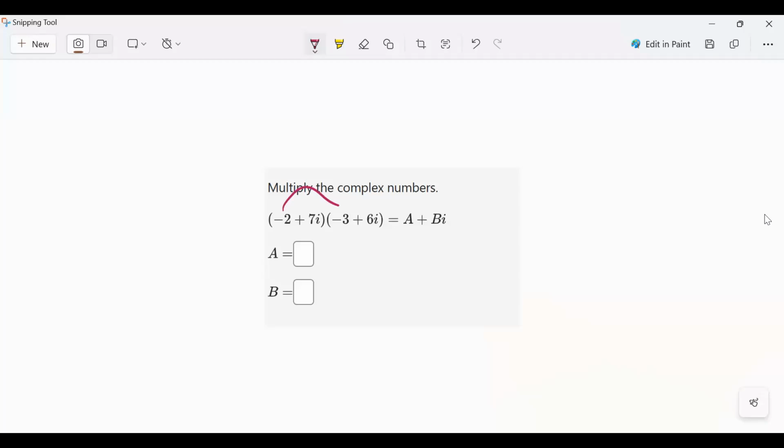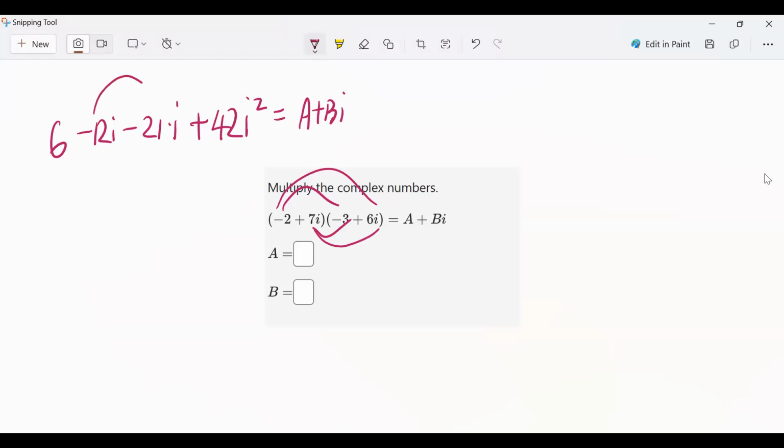So -2 times -3, it's 6. And then -2 times plus 6i, that's minus 12i. And 7i times -3, it's minus 21i. And the last term is plus. 7 times 6 is 42. i times i is i squared.